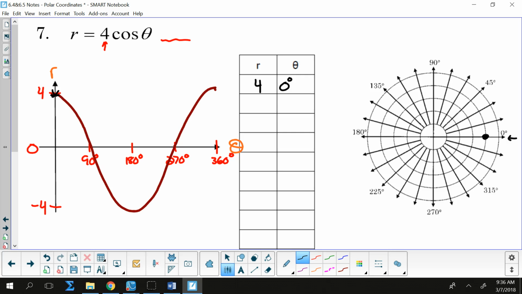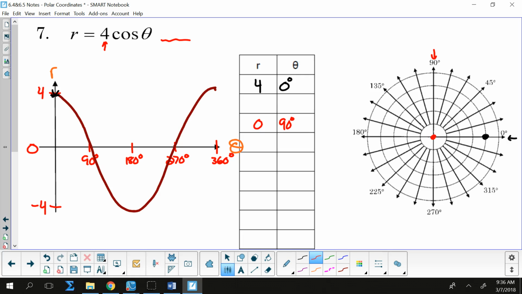The radius is 0 at 90 degrees. Oops, no, I didn't want to go there. Tap the brakes. I wanted to skip a line. The radius is 0 at 90 degrees. So at 90 degrees, which is straight up and down, my radius is 0. So I'm right at the pole. Okay. What's my next easiest one to find?